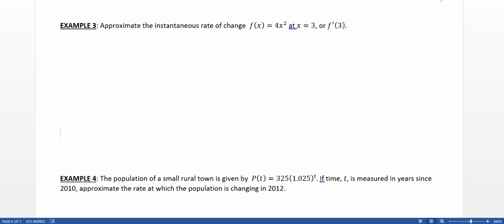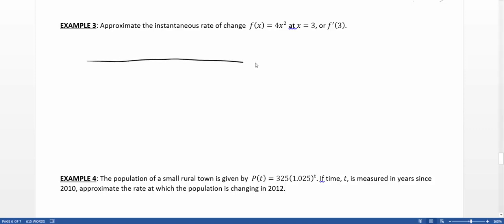So if we're trying to approximate how much this function is changing at 3, what we need to do is find the average rate of change to the left and the average rate of change to the right of 3. And again, the closer we can get to 3, the better our approximation will be. So instead of getting closer and closer, it makes a lot of sense to start really close.